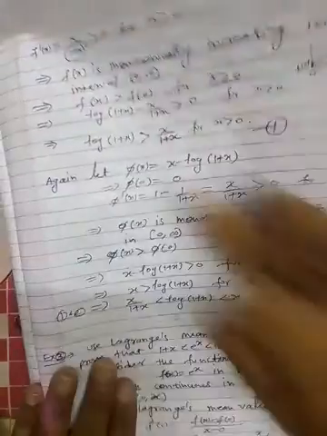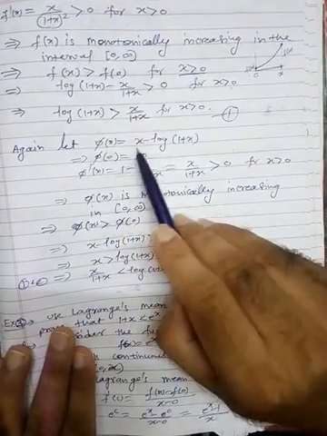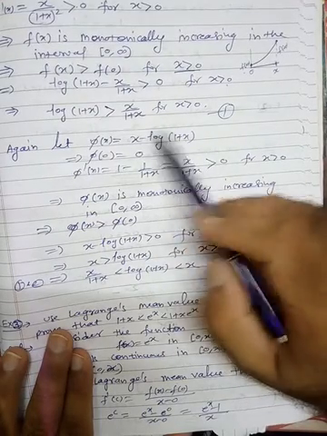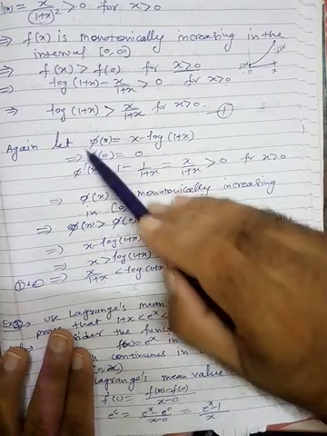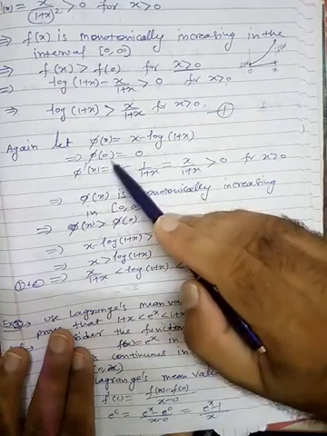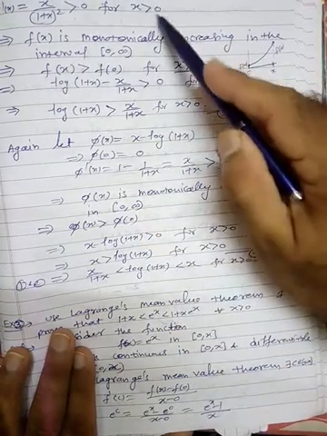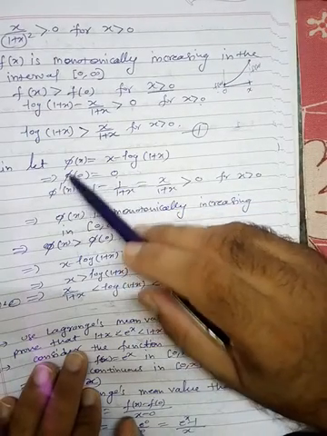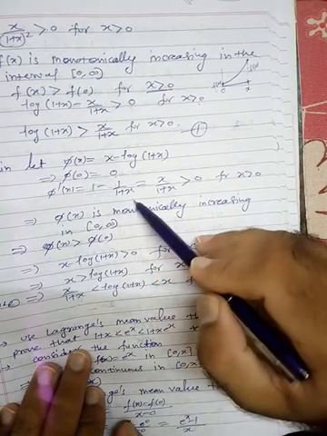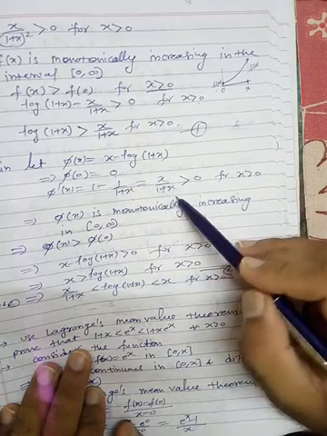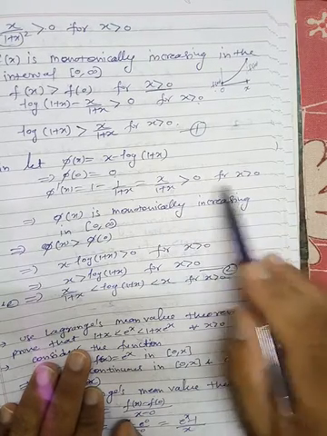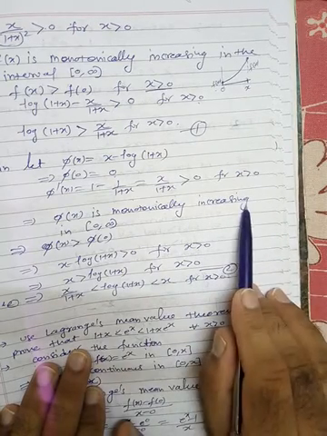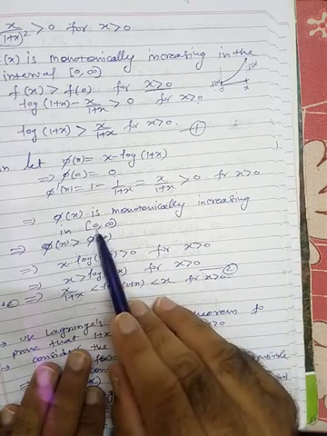So here we have assumed phi x, another function, x minus log 1 plus x. This is the right hand function, this is the intermediate function. Their difference is assumed as a new function phi x. Again find out the value of phi at this point 0. So phi at 0 is 0. And now differentiate phi. So we get 1 minus 1 upon 1 plus x. After simplification, x upon 1 plus x. And this is always greater than 0 for all x greater than 0. And hence phi is also monotonically increasing in the interval 0 to infinity.